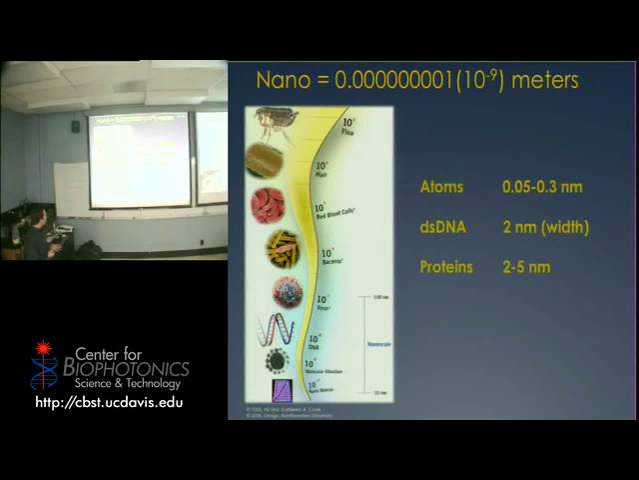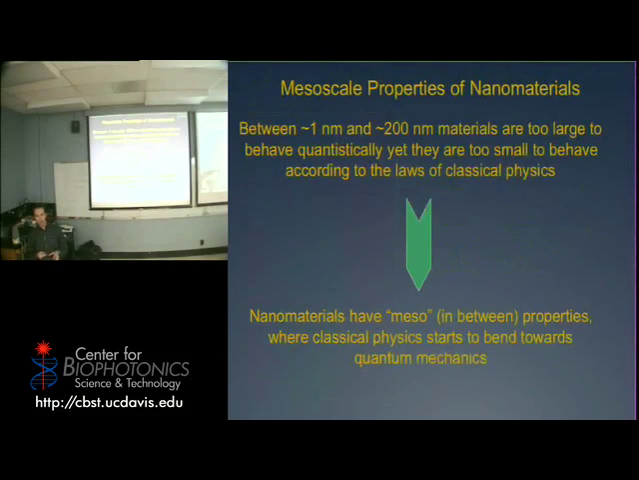All right? So the question for you is, why is, say, something like DNA considered the nanoscale, but something like an atom, which is more like 0.05, 0.3 nanometers, is not considered the nanoscale anymore? So why this specific range right here defines what the nanoscale is? So what's going on here? So the reason is because at that scale, and only at that scale, materials start to have unique properties.